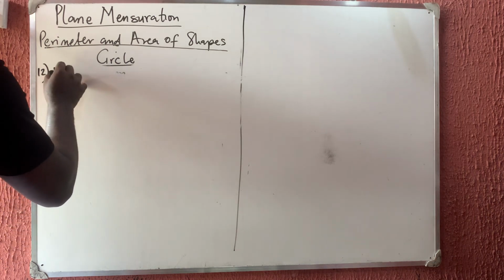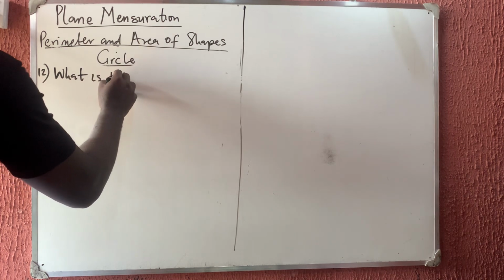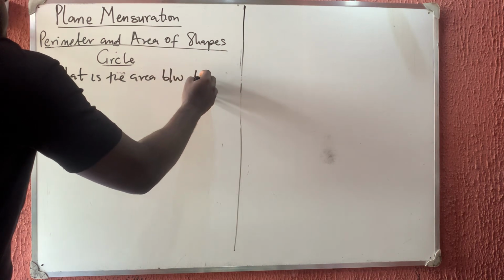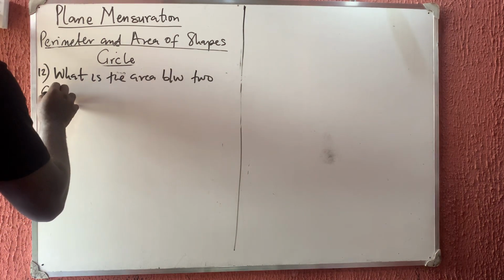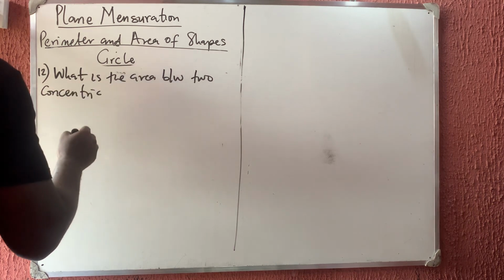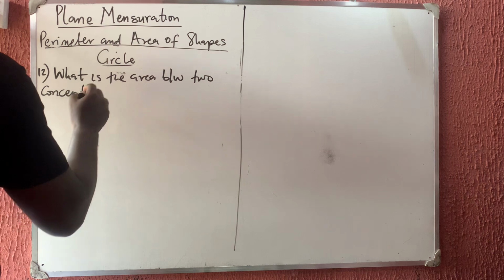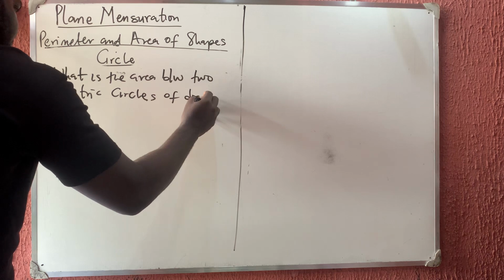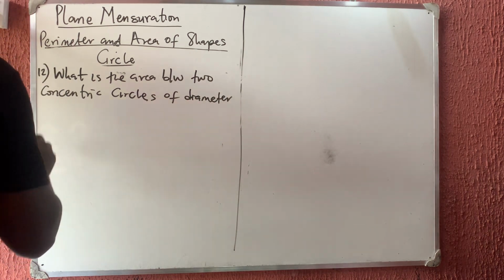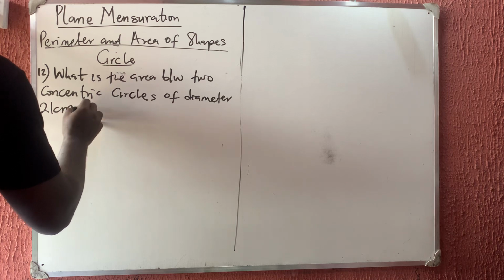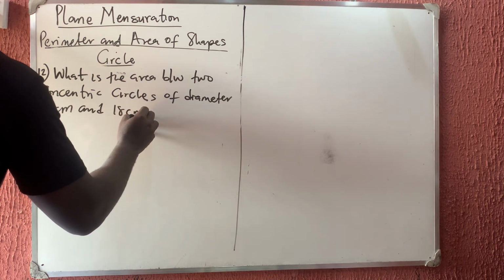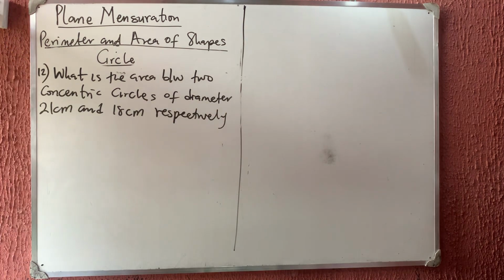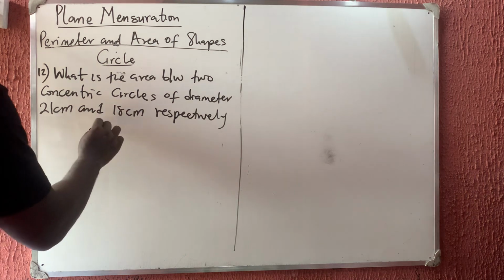So they say, what is the area between two concentric circles of diameter 21 cm and 18 cm respectively? Now this one is very simple. It's very, very simple. So solution, it has a formula.